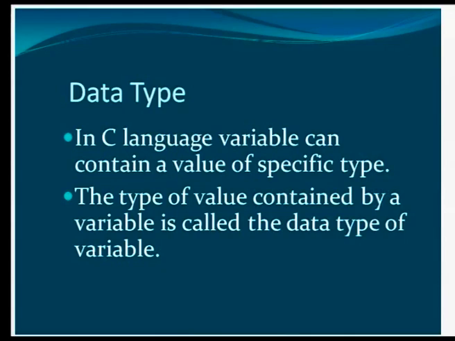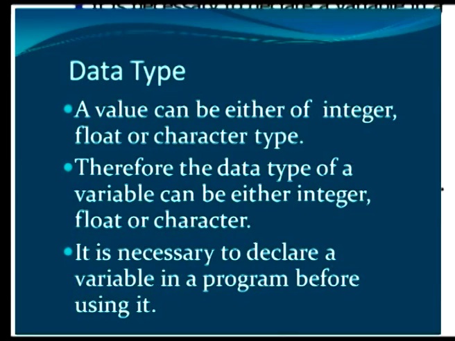Data type. In C language, a variable can contain a value of a specific type. The type of value contained by a variable is called the data type of the variable. A value can be either integer, float or character type. Therefore, the data type of a variable can be either integer, float or character.